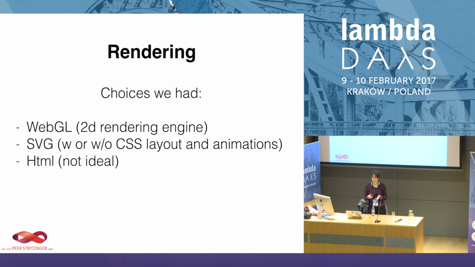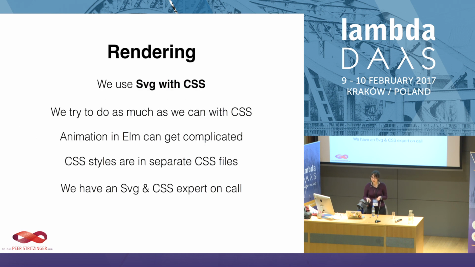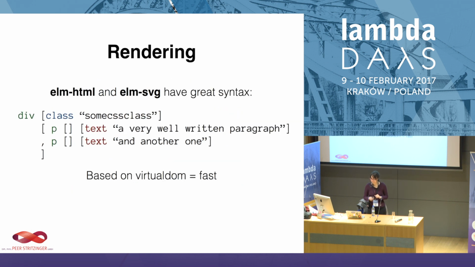And the choice there was, do you do the styles and the animation in CSS, or do you do them in Elm? And we went with SVG with CSS, because doing animation in Elm, you can do it, it works, but it's a bit awkward. You have to keep a lot of state around, and that's what CSS is for. So we just keep our CSS styles in separate CSS files. We don't mix them with the Elm at all. And then we have a CSS and SVG expert on call, which I recommend. So anytime CSS is acting up, you just ask her. Solves a lot of problems.